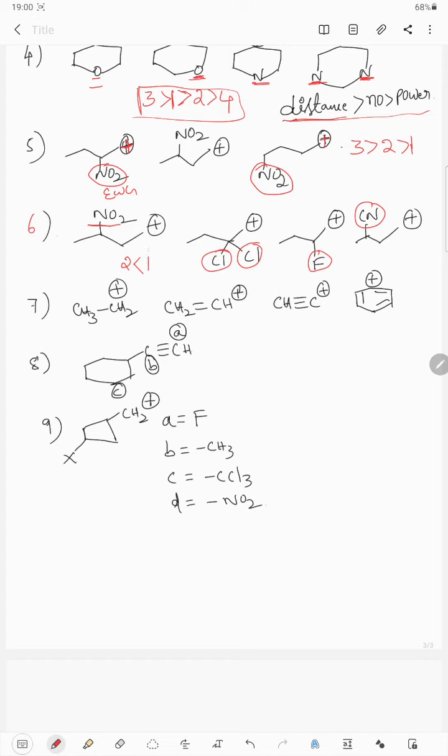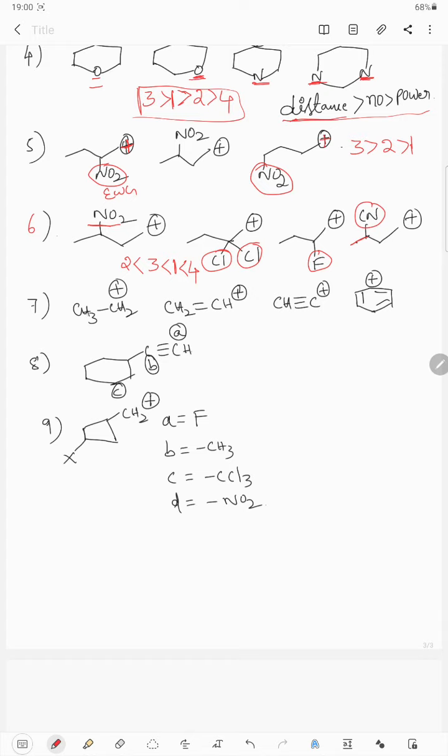Next, the third is unstable. Next, the first example, the fourth example. The distance is the same. NO2 is a strong electron withdrawing group, CN is a less withdrawing group, that's why 1 is less stable than 4. So I hope you understood.